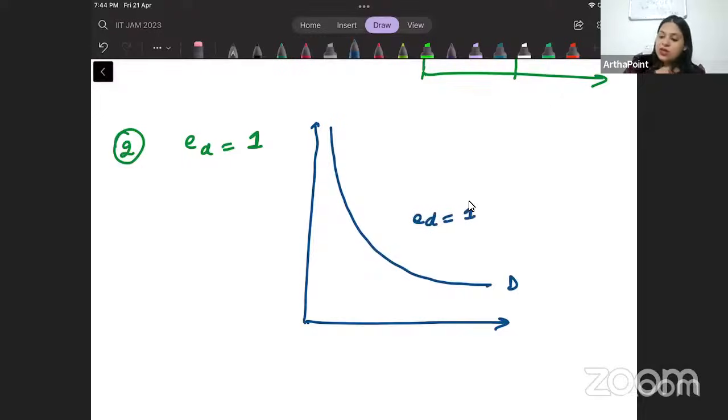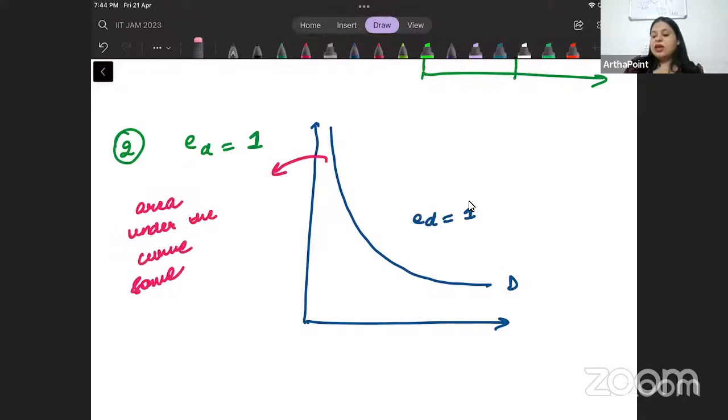Okay, a rectangular hyperbola has one more property. What is that property? In such curves, the area under the curve remains the same. Remember this for now. The area under the curve remains the same. If I take point A here and find the area at point A, and take point B here and find the area at point B, the area at point A and B will be equal.